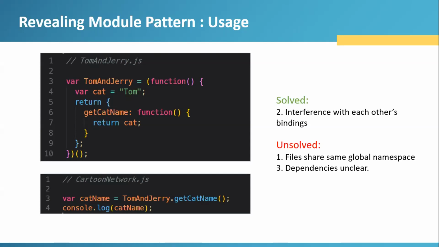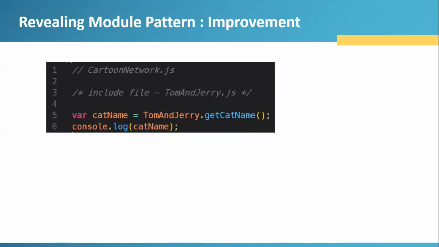So let's try to improve this a bit. Targeting the first problem, which is files sharing the same global namespace, this is simple to solve. We just need to run each module in its own scope, and we'll be done with it. Now the main thing to solve here is the second unsolved problem, which is dependencies unclear. Let's see how we can solve this.